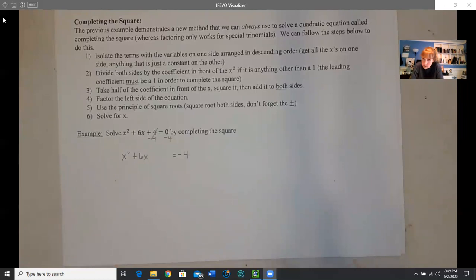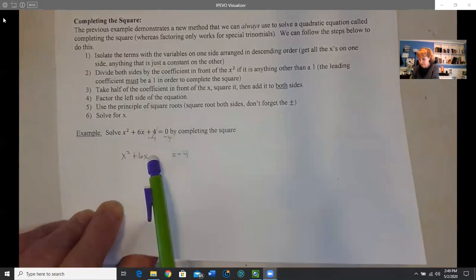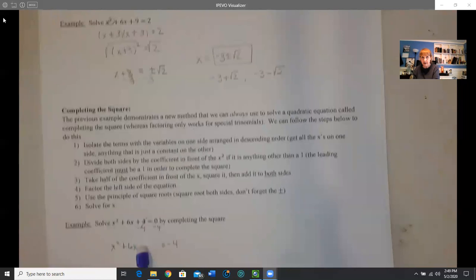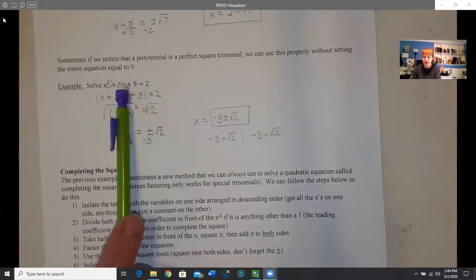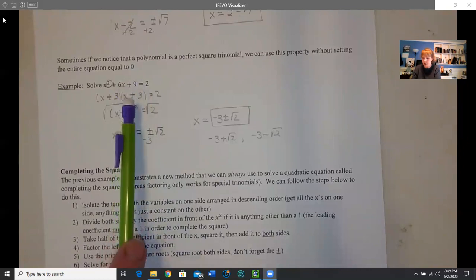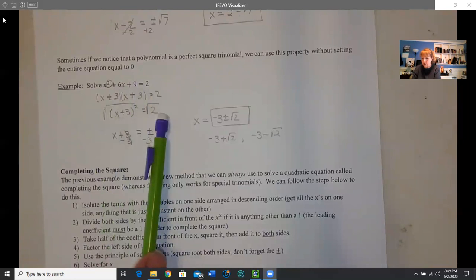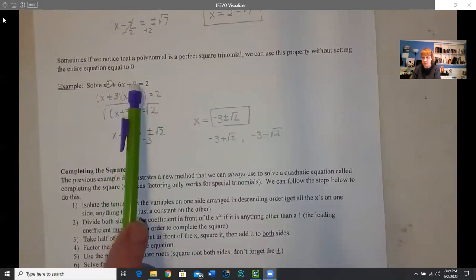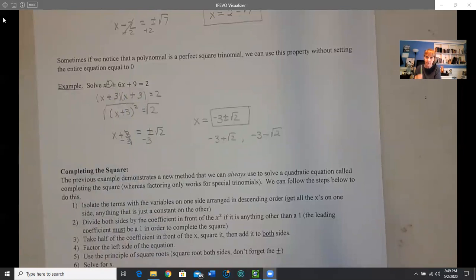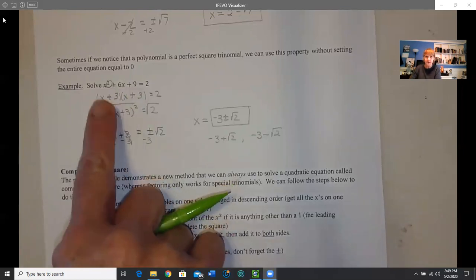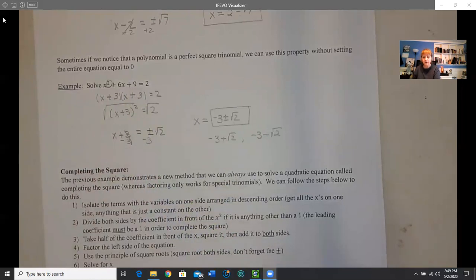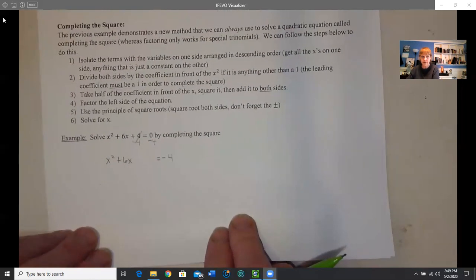To complete the square, what we're going to do is create something that looks just like this right here. That's our goal, to get something that looks like this so that we can factor it, write it like this, and take the square root. It has to be a perfect square trinomial. We're going to create a perfect square trinomial so we can do this and then take the square root. How do you do that? Not really too bad.